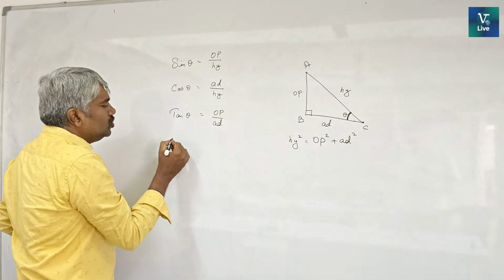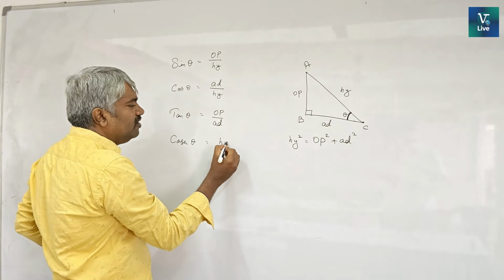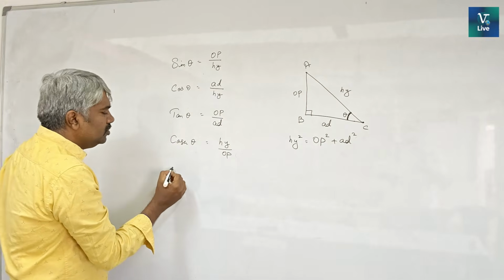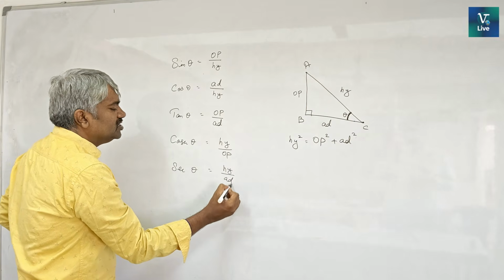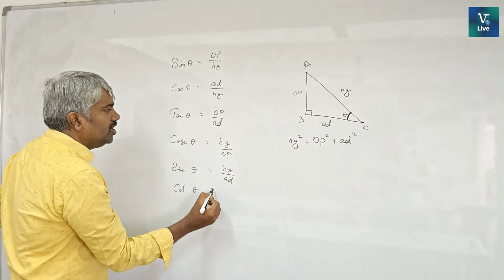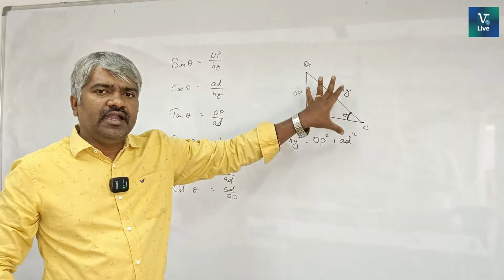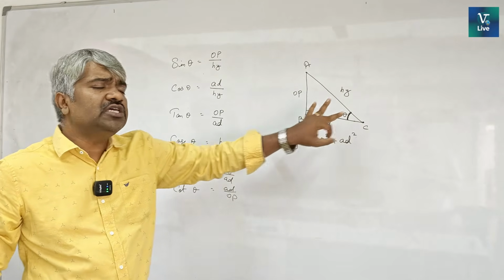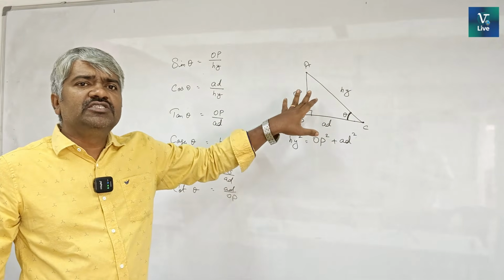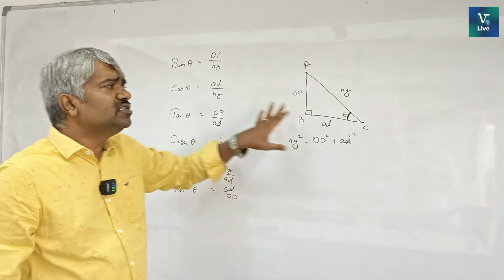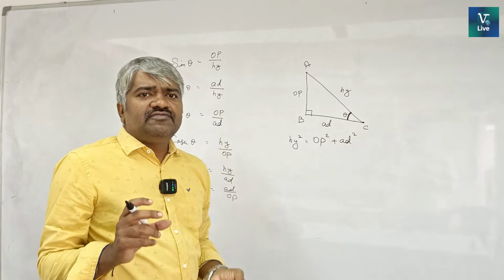Next is cosecant theta. Cosecant theta is just the reverse of sin theta, which is hypotenuse by opposite. Secant theta is hypotenuse by adjacent. Cot theta is adjacent by opposite. So with the help of the 3 sides of this triangle, opposite, adjacent and hypotenuse, you can find the values of all the 6 ratios.